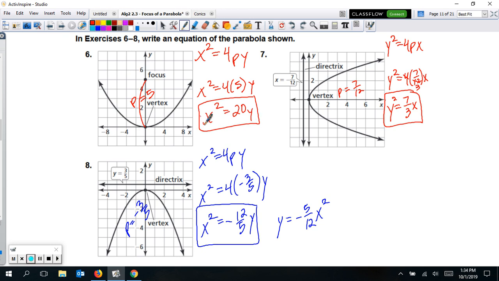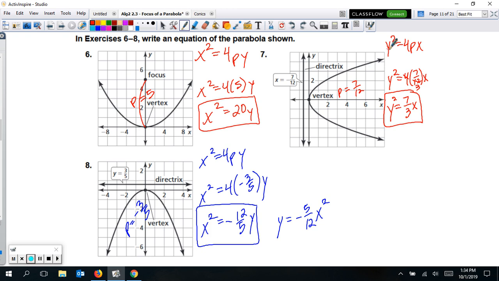That's simple. So you can write very simple. It's got the origin right here. In fact, I think all 3 of these are vertex at the origin. So they're the easy equations to write. It's definitely a little more challenging when the vertex is off the origin. Number 7, it's opening sideways.